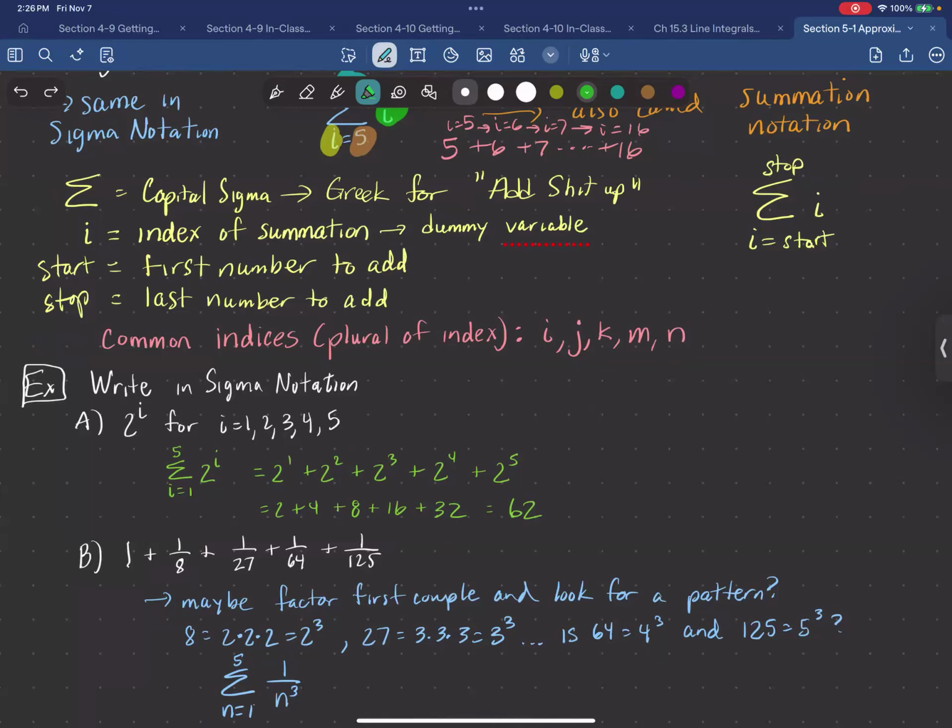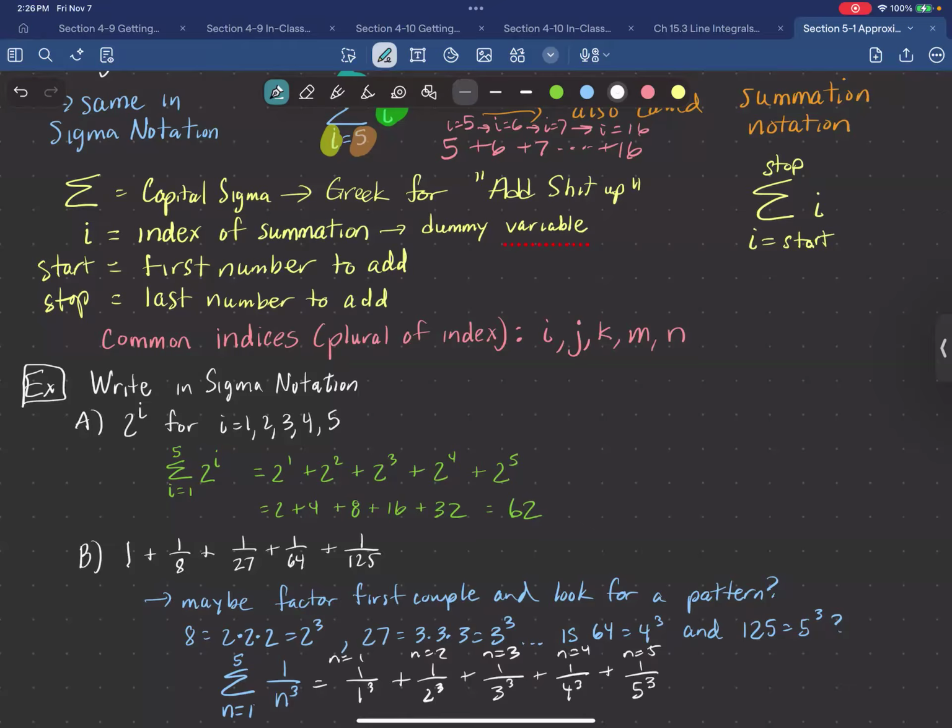So if I did this, when n equals 1, I have 1 over 1 cubed. That works. Then I have n equals 2, 1 over 2 cubed. And then n equals 3, I have 1 over 3 cubed. And then n equals 4, 1 over 4 cubed. And then n equals 5, 1 over 5 cubed. And if I want some crazy decimal, I'll add that up. But to keep an exact answer, I'm just going to leave it like this for now.